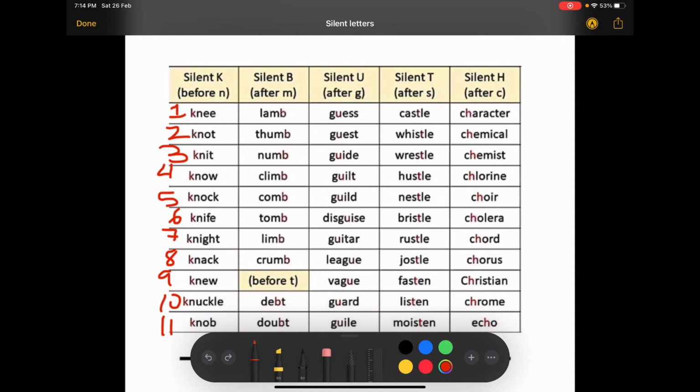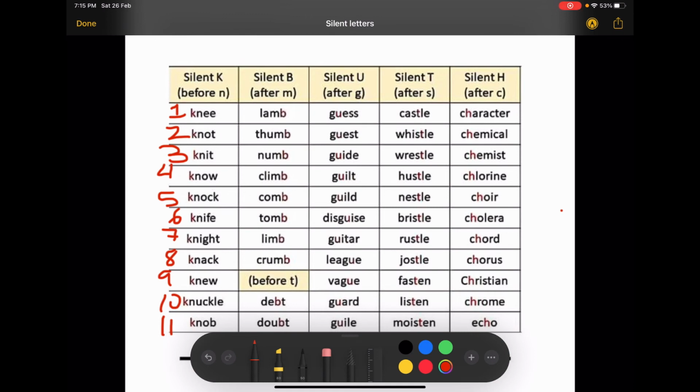Okay, so moving on to the letter T. Here are some words that include the silent T. So the first word we have is castle. You pronounce it as C-A-S-L-E because the T is silent. As you can see, there are a couple of words in here that include an L after the silent T, and there are some words that include an E after the T.